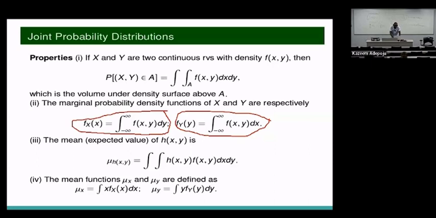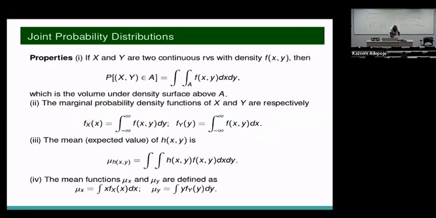Okay, I want to go into number 3 now. How do I find the mean of a linear combination if f of x, y is continuous in nature? Okay, this is what I'm trying to say now. h of x, y is a linear combination. It could be x plus 3y. It could be x squared plus 4, whatever.